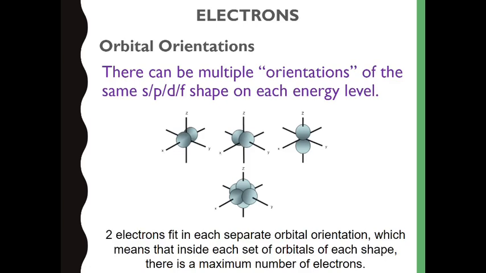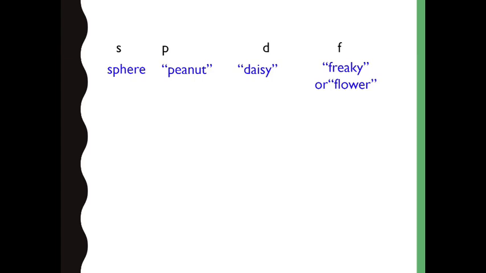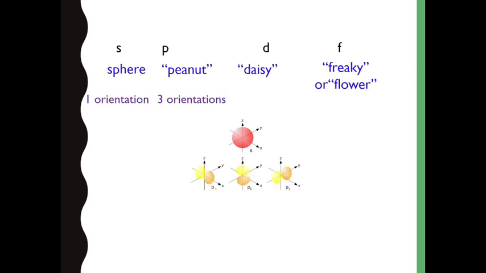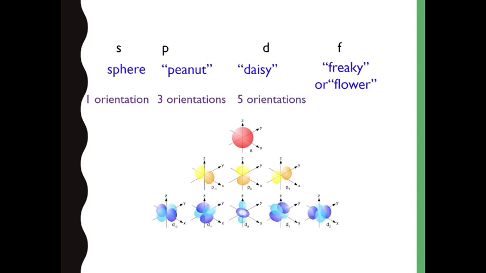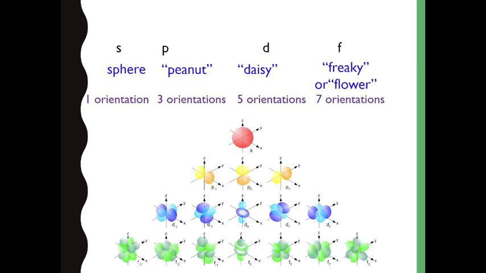And that's what I want us to go back. Underneath where you wrote sphere, peanut, daisy, and freaky or flower, I want you to write down those number of different orientations. So S actually only has one orientation. On each energy level, there's only one sphere-shaped orbital. P, there are actually 3, like I just showed you. They overlap to that cloud-like shape. Then the daisy, the D orbital, has 5 orientations. You might see this pattern, 1, 3, 5. F has 7 different orientations. Like I said, some of those get a little bit freaky.